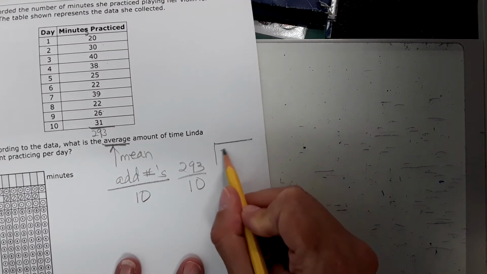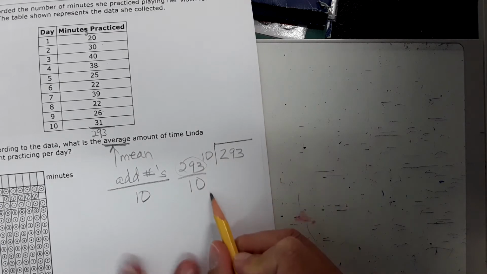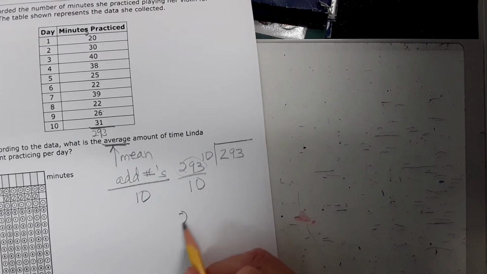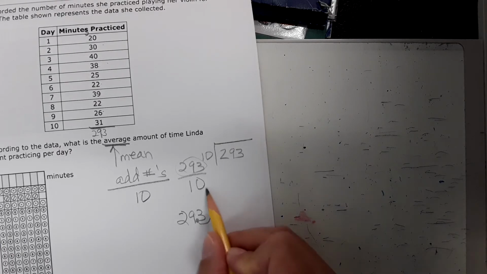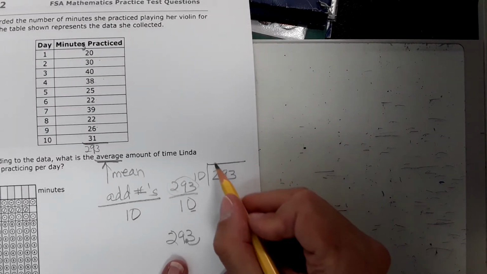293 divided by 10. So here we go. First number goes in the house. You've got to divide by 10. There is a quick trick. If you're dividing by a power of 10, all you're doing is moving the decimal point based upon the number of zeros. There's 1 zero, you move it left. Your answer is going to be 29.3. If this were 100, I'd move it twice. But I'm going to do the division so you see it.